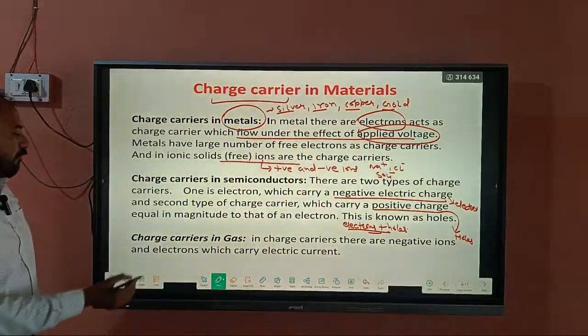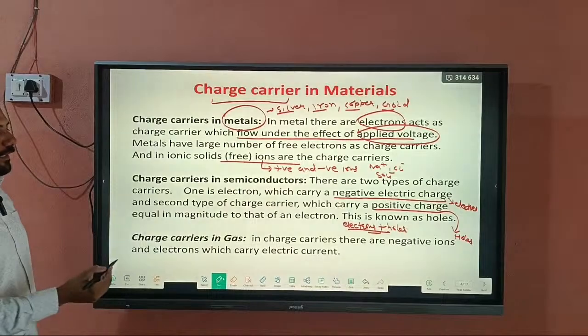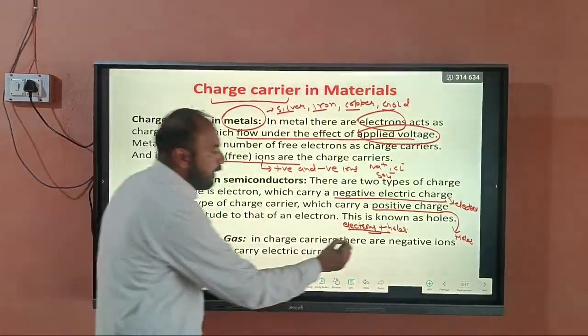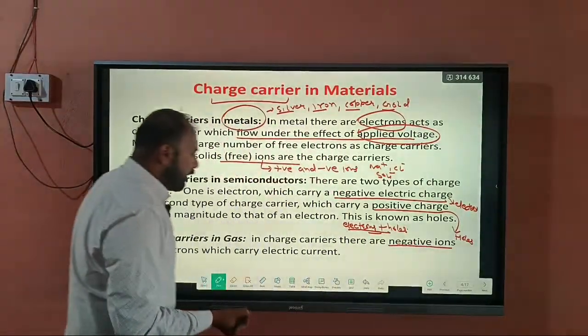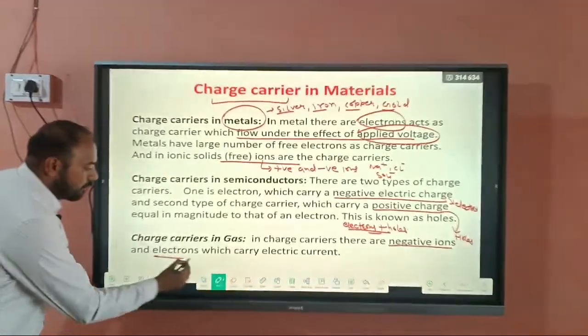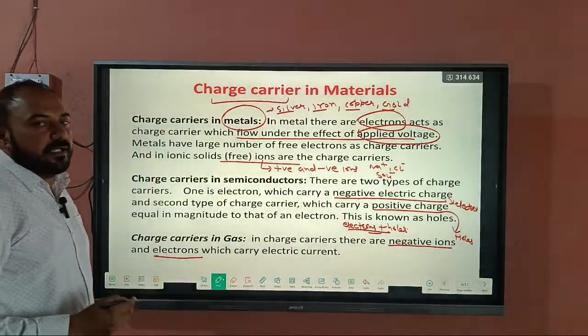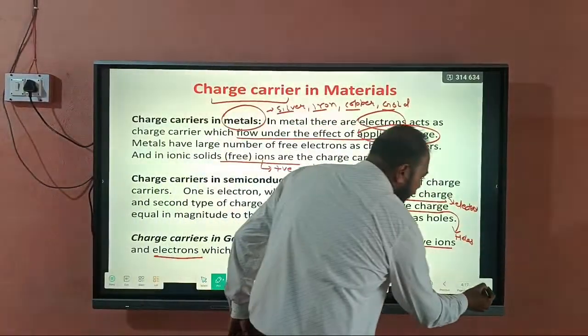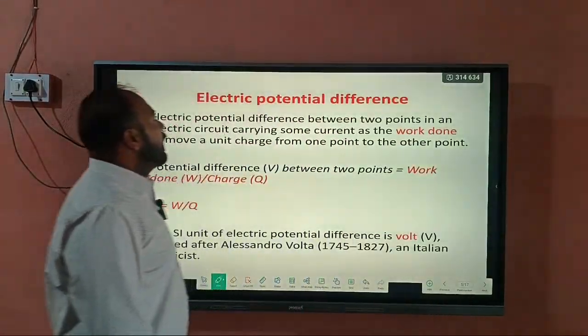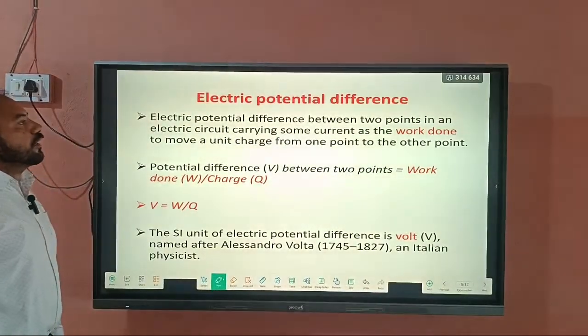And the third type: what is the charge carrier in a gas? In gases, the charge carriers are negative ions and electrons. So these are the different types of materials, and different types of charge carriers are found in different materials. In the next slide, we discuss electric potential difference.